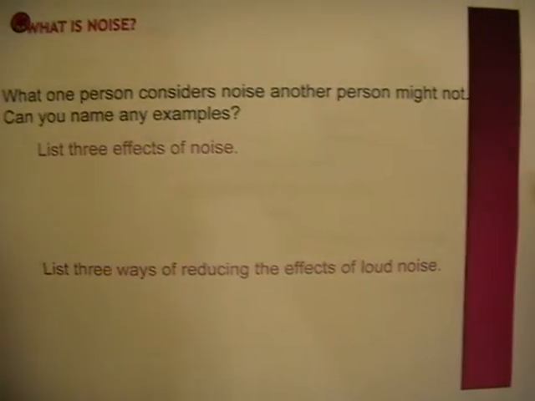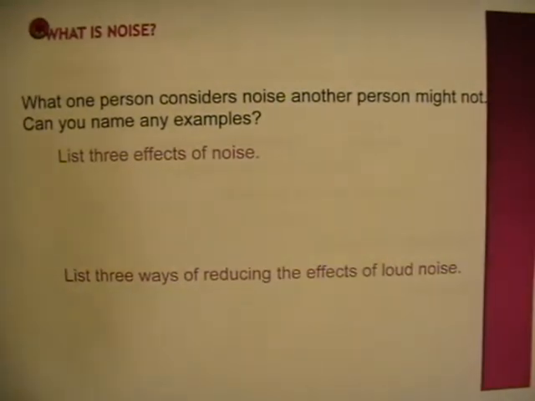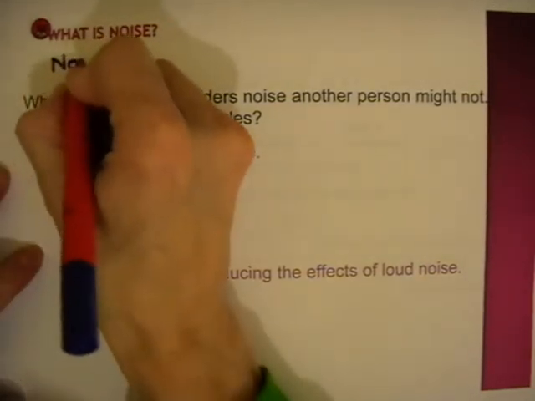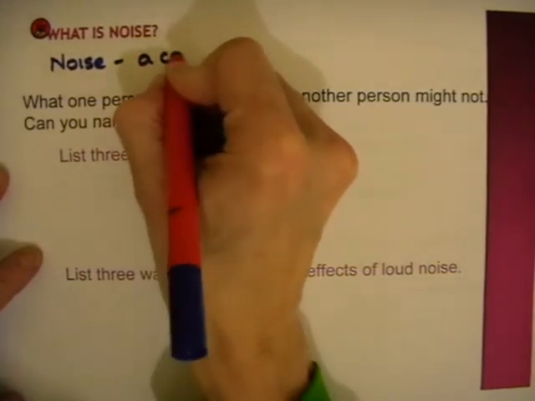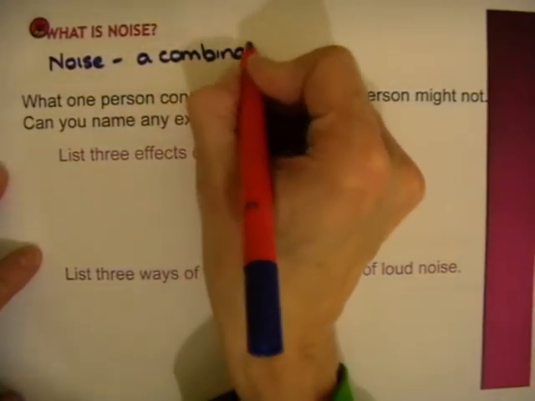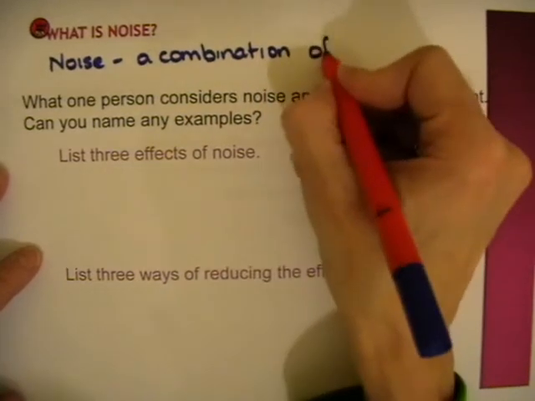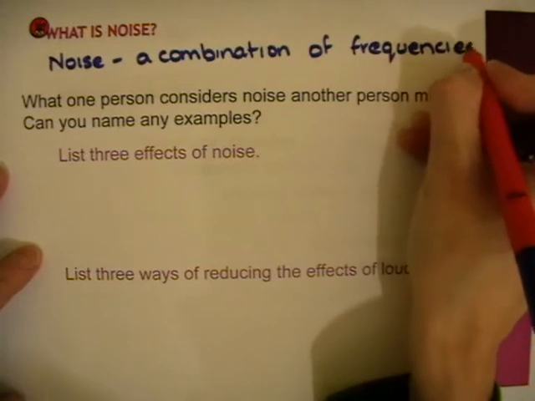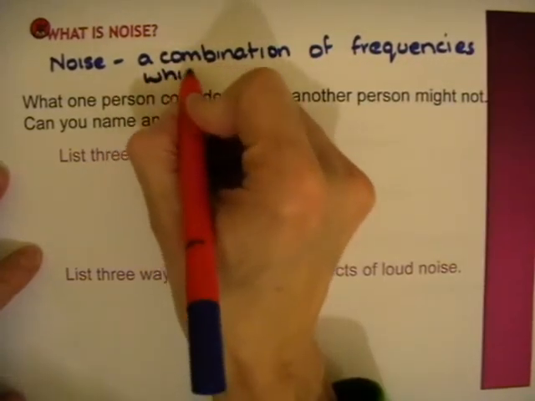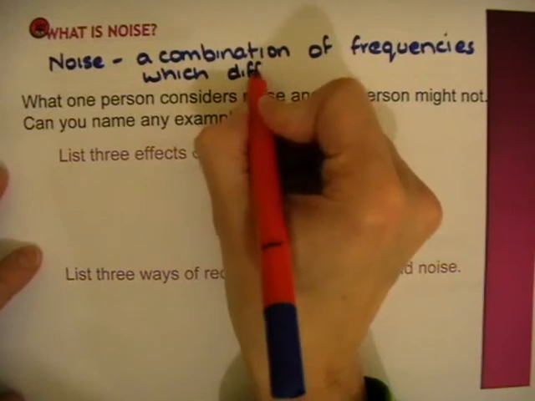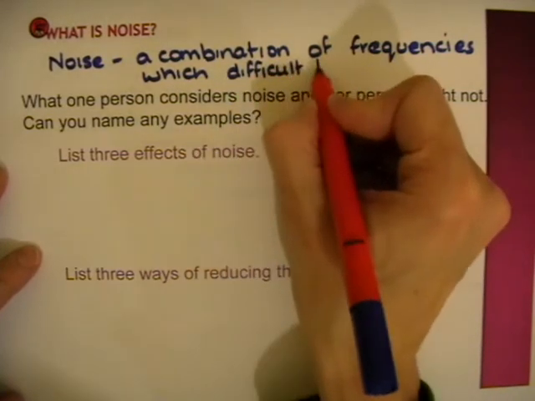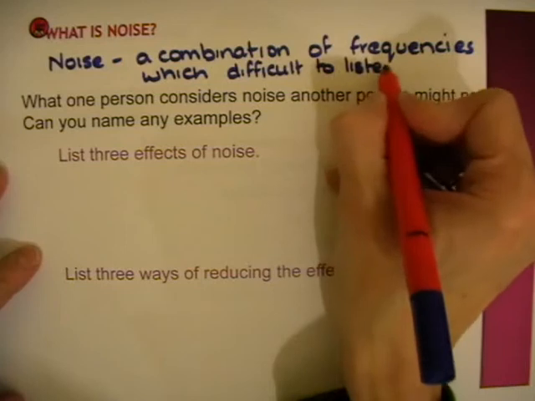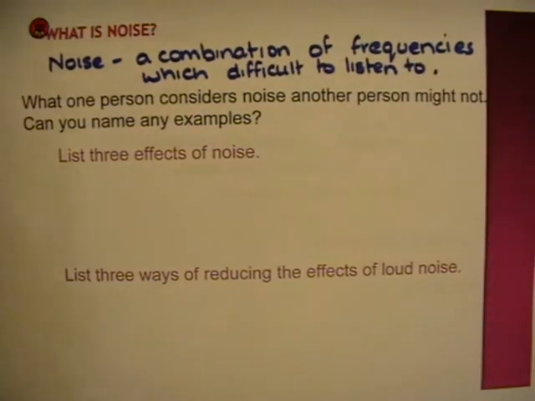Right, last little part here is about noise. What is noise considered to be? So noise is really a combination of frequencies. Now normally we say that it hasn't got any nice distinct pattern like music has. It's a combination of frequencies which are difficult to listen to. What one person considers noise, another person might not.